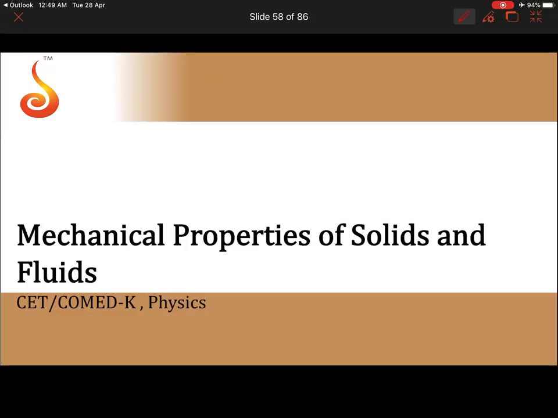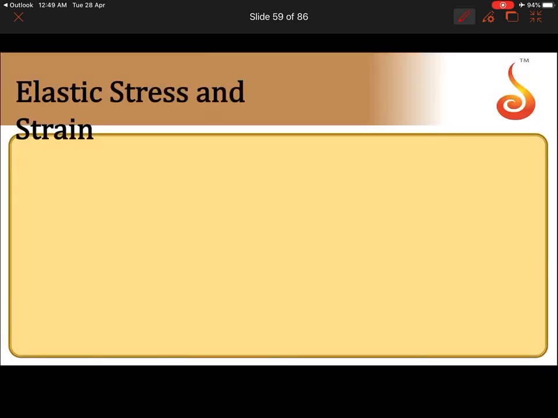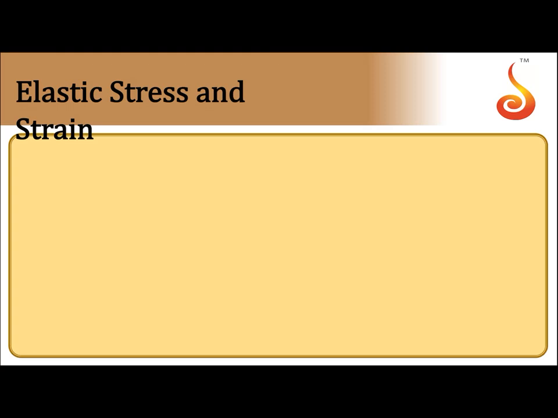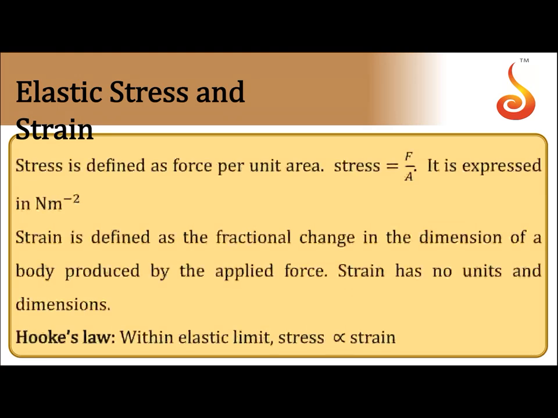Now, moving on to mechanical properties of solids and fluids. First thing, with respect to solids, we have elastic stress and strain. Stress is defined as force per unit area. It is the restoring force per unit area. It is expressed in Newton per meter square or Pascal. Strain is defined as the fractional change in the dimensions of a body produced by applied force. Strain has no dimensions, it is change in dimension divided by original dimension.